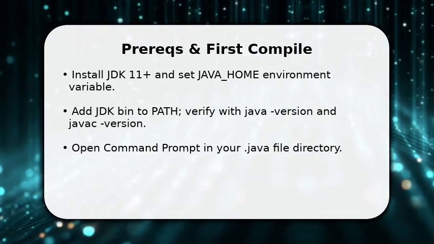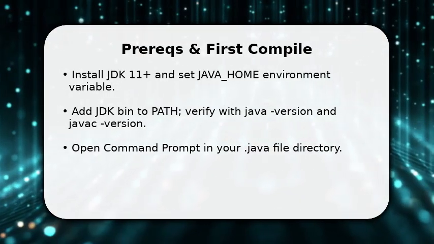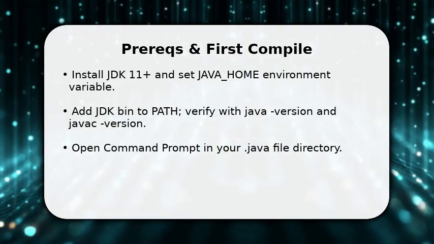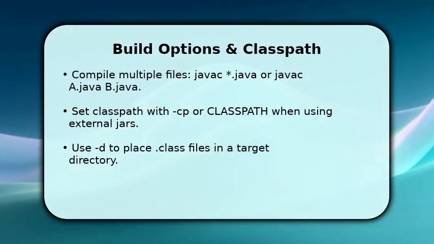This is normal. If errors appear, the compiler points to line numbers and messages, so fix the indicated code and rerun javac until it compiles cleanly. You can now handle more complex builds.